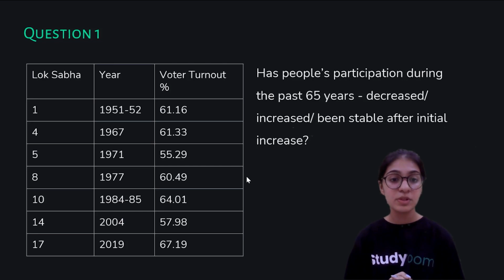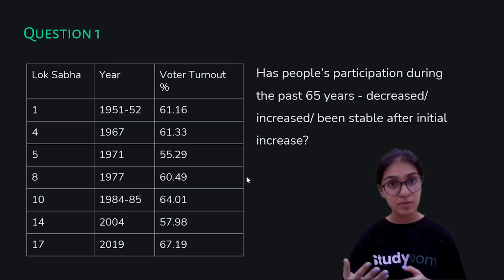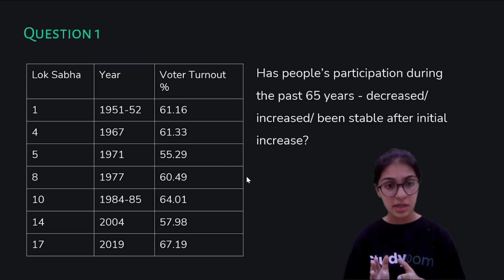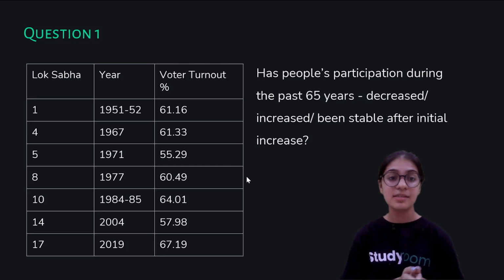In 2004, we could see that only 57% of people participated in the process of voting and gave their vote to elect their representative. In 2009, we can see that 67.19% of the people participated in the voting process. That is the highest.